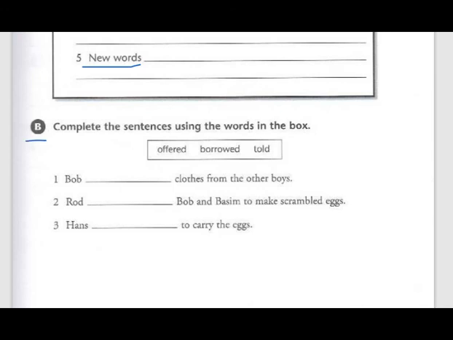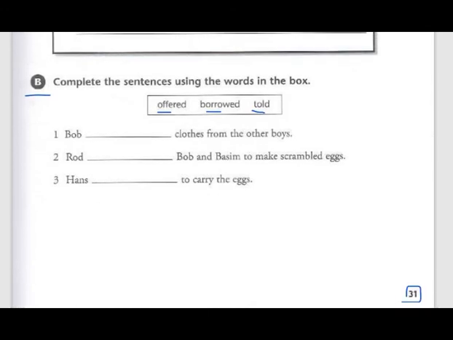So we come here to complete the sentences using the words in the box. We have words like offer, borrowed, and told. This is your homework. You can answer this. I will answer just the first one. Bob clothes from the other boys. We can say here borrowed. This is number one. Offered and told you can put here.